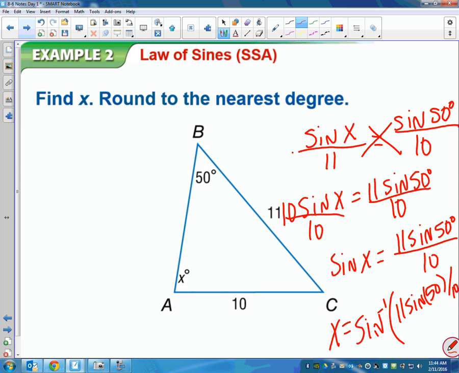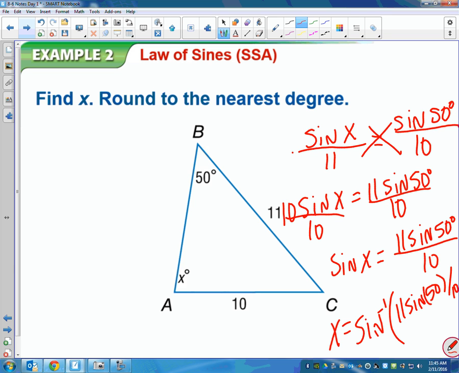I'm just trying to get your calculator stuff, right? So in degree mode, inverse sine, that's the sine -1, the second sine, and then 11 times the sine of 50, close your parentheses, divided by 10, should give you an angle measure. And think about whether your answer makes sense. Since 11 is a bigger side than 10, should angle x there be bigger than 50 degrees?